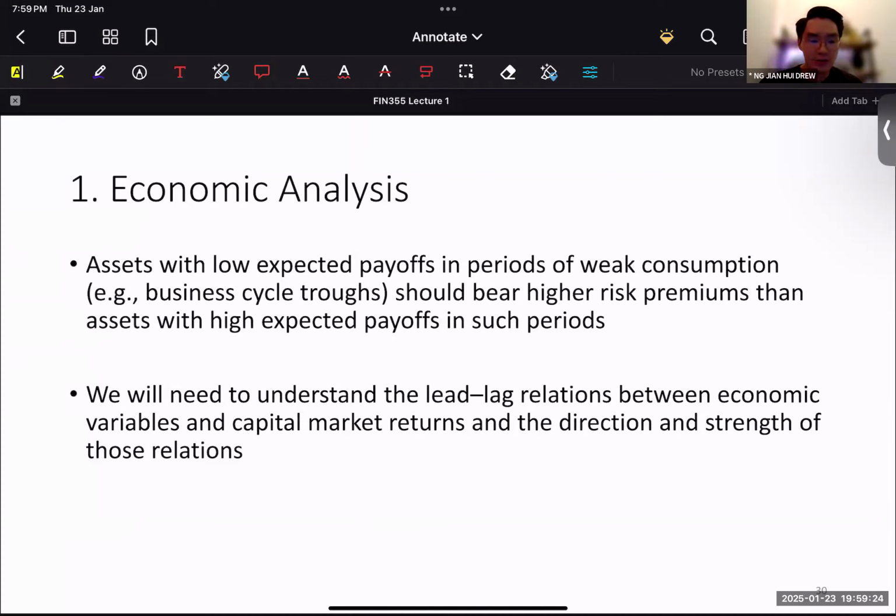So this is a good comment here that I like to highlight. An asset, meaning a stock, with low expected payoff during weak consumption. So what does this mean? A question to all of y'all: what kind of stocks will have a low payoff during a period of weak consumption? Anyone can come up with a type of stock?